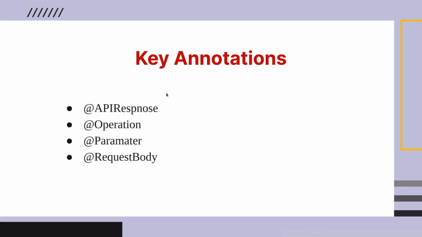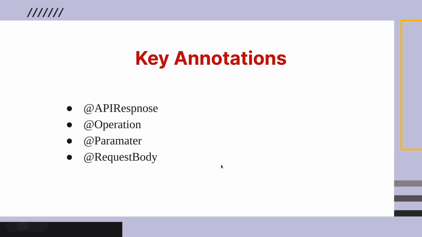These are the key annotations. For example, APIResponse: we can define how the response will look like, right? Then Operation: what operation the API performs. Or Parameter: for example, we took ID as a parameter for a GET request, so we can define if it is required or not, what is an ID, etc. Then there is RequestBody: how does a request body look like, what are its contents, etc.